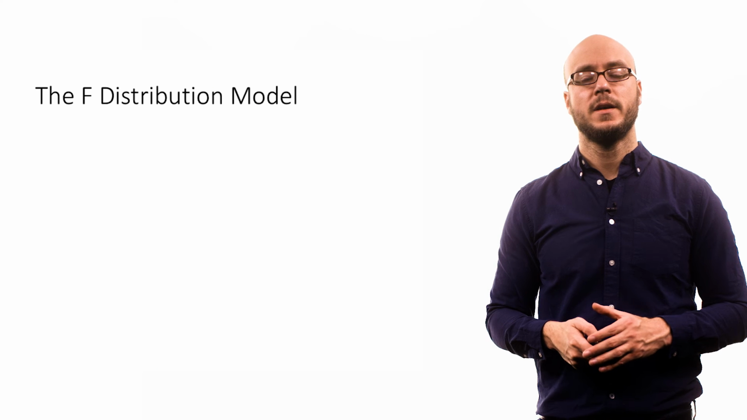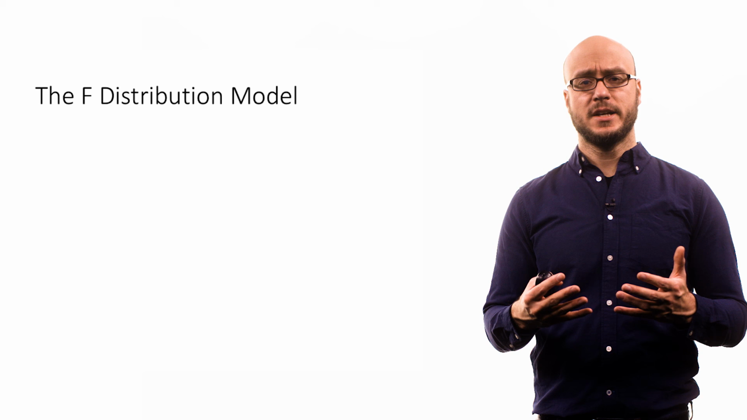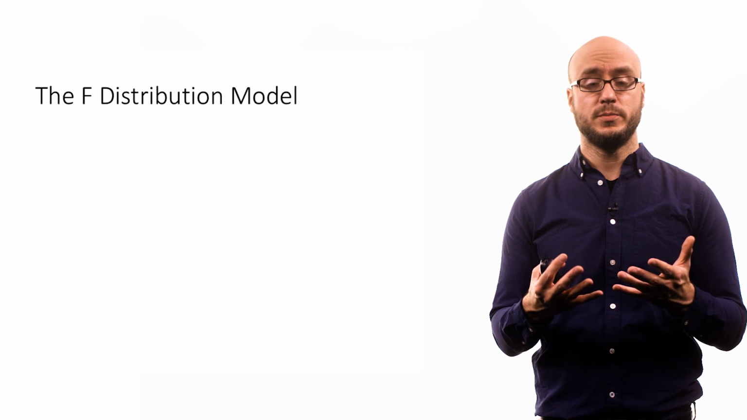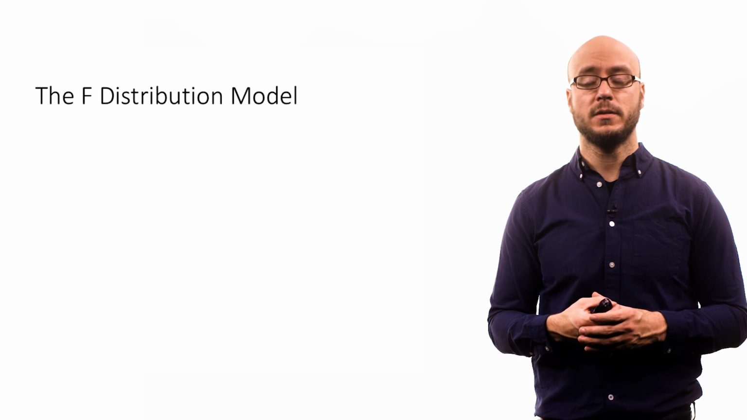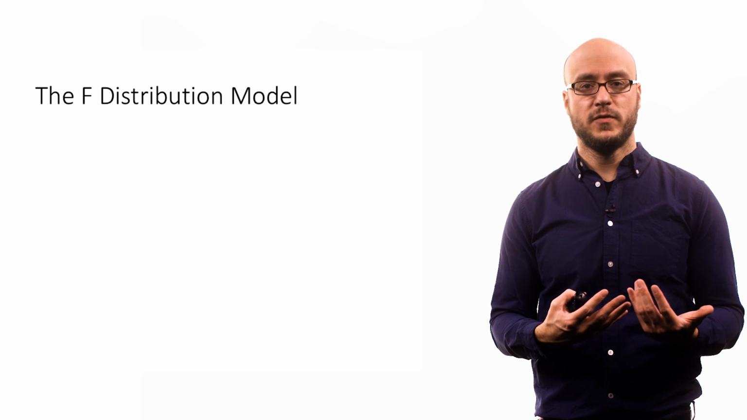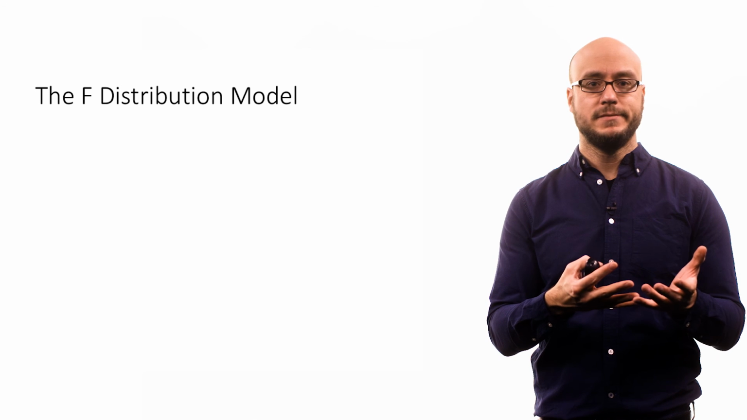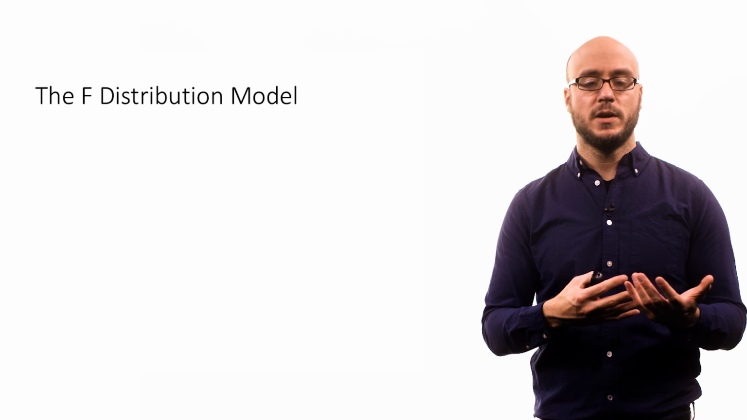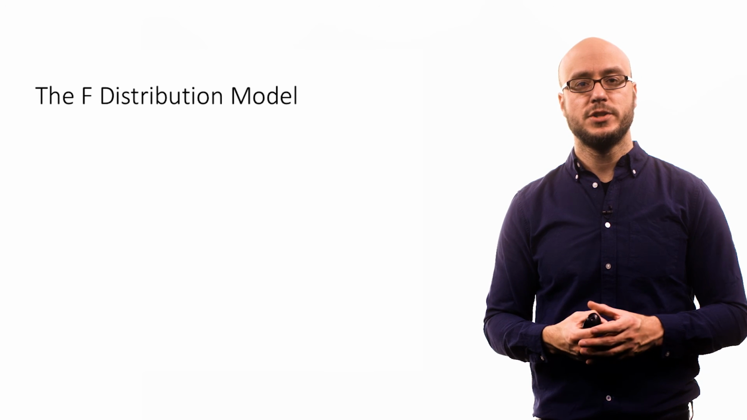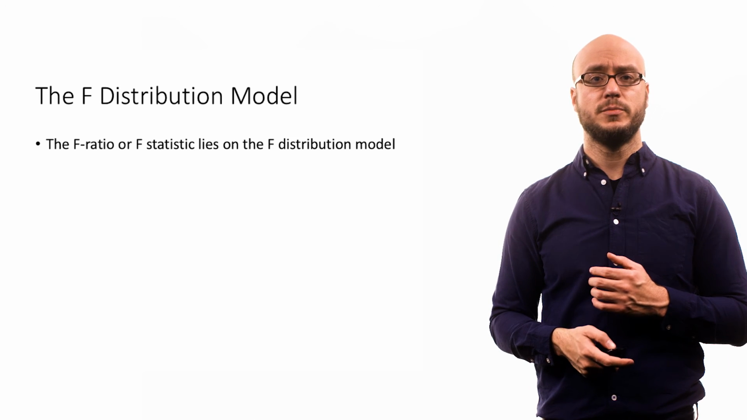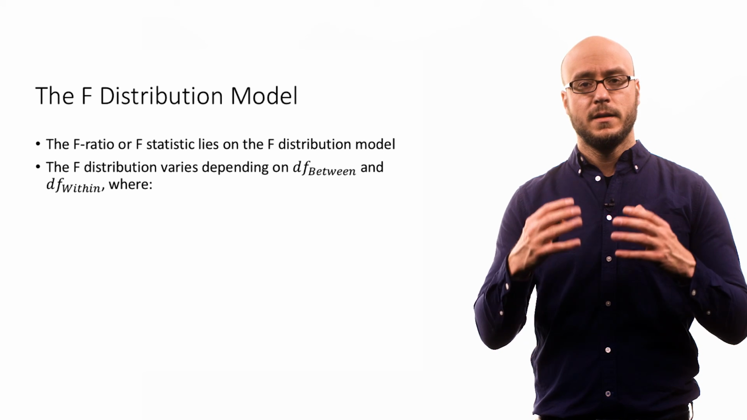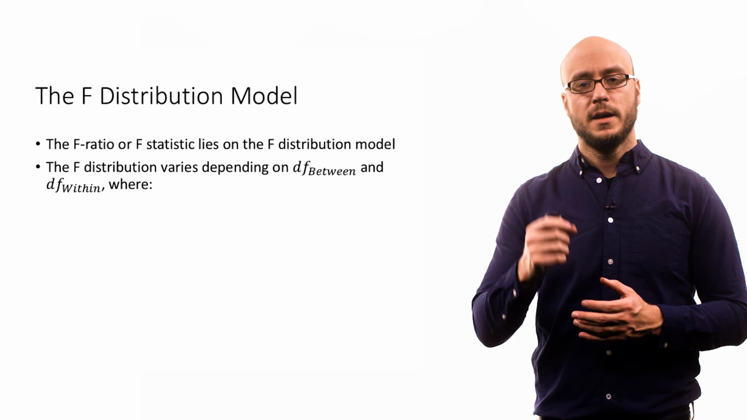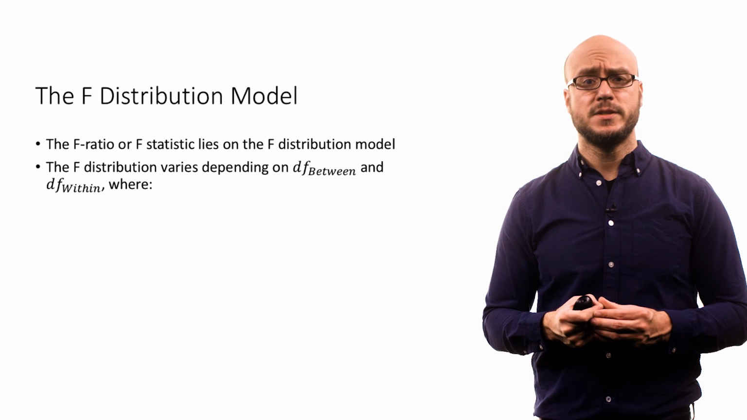The F test statistic, or the F ratio, lies on a probability distribution, which we call the F distribution model. This is just like what we've talked about before in terms of the t test statistic. It lies on the t distribution. The chi-squared test statistic lies on the chi-squared distribution. Well, we have something called the F distribution model. This is just a theoretical probability distribution that we use to make statistical inferences.